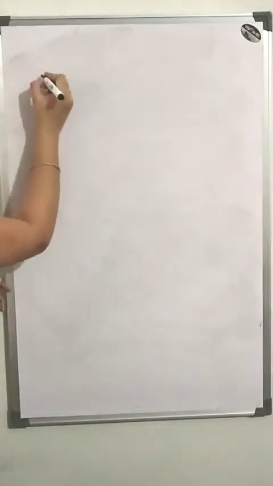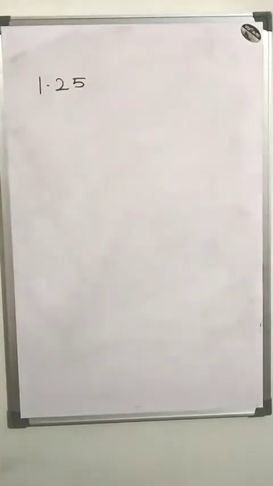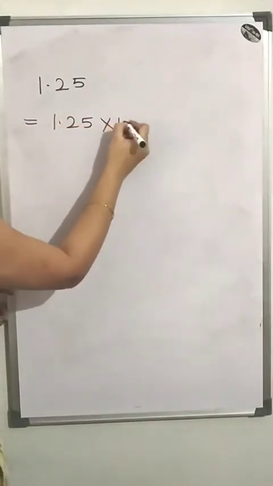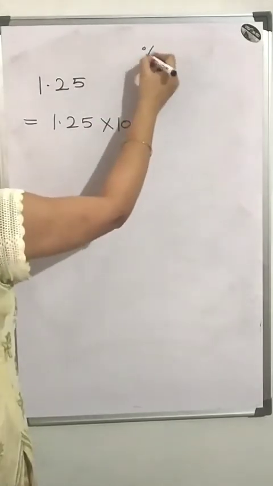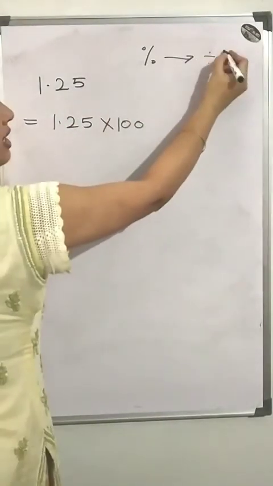Next I will explain how to convert a decimal number into a percentage. Let's take one example, that is 1.25. This time we want to convert this decimal number into a percentage. Then how do I convert? As I told you, for the conversion of decimal to percentage, we multiply the number by 100, because this time we are multiplying. Whenever we convert percentage to fraction or decimal, we divide it by 100.